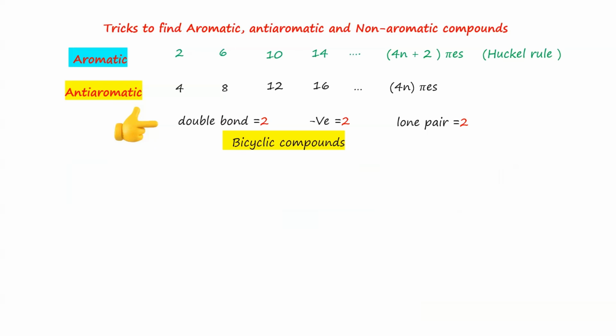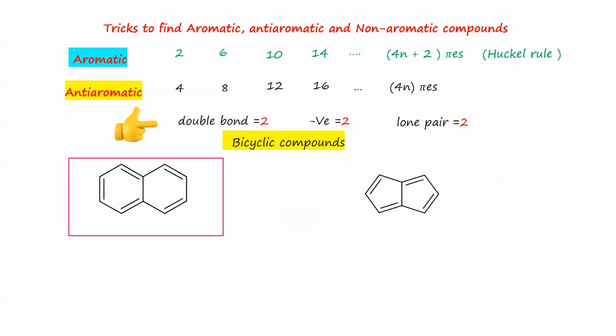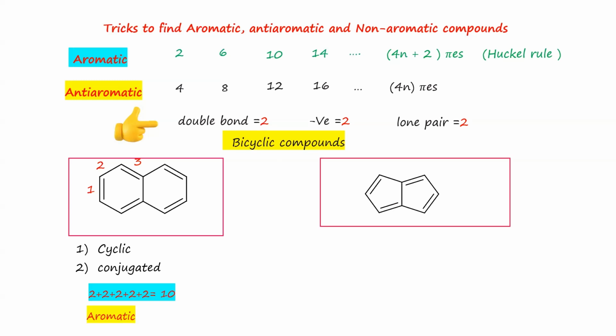Now we'll discuss the bicyclic compounds. These are the examples. Cyclic compounds, double bond, single bond, double bond. There is a conjugated system. In all, there are 5 double bonds. So 2 plus 2 plus 2 plus 2 plus 2 is equal to 10. So it is an example of an aromatic compound.